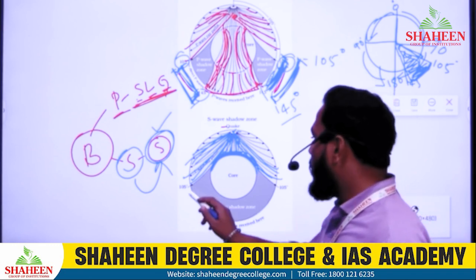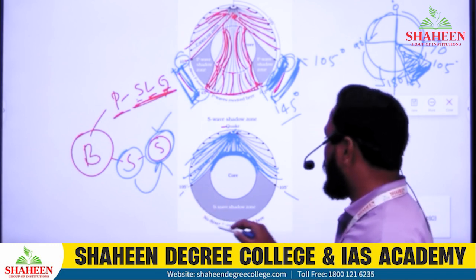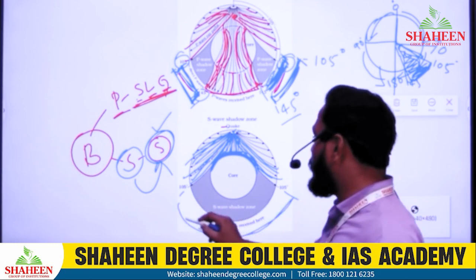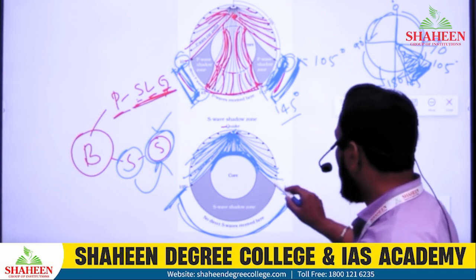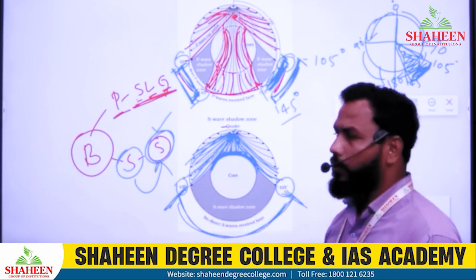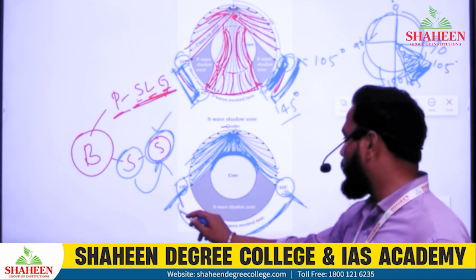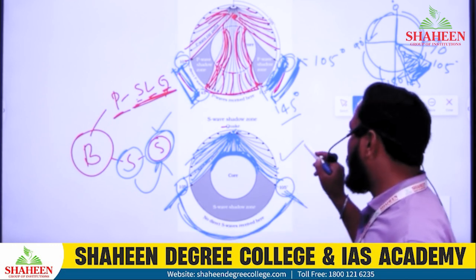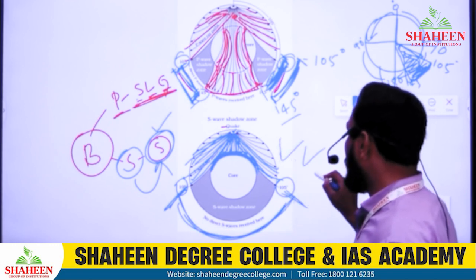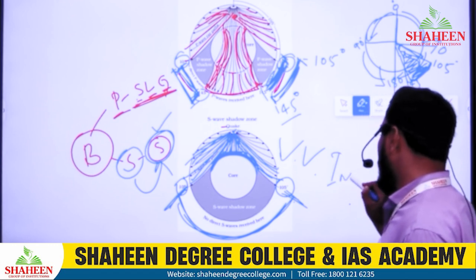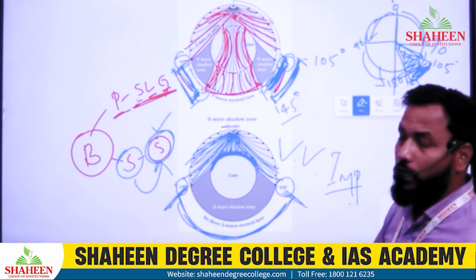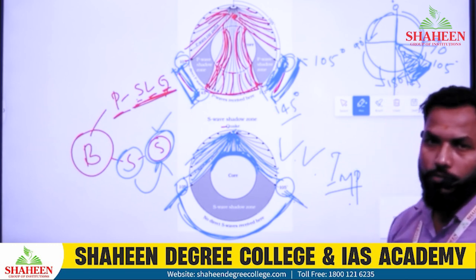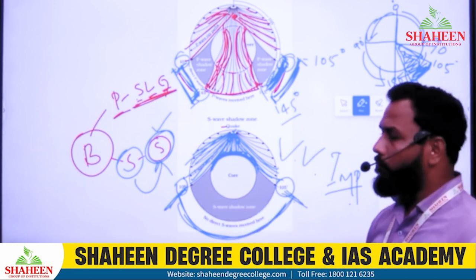That is why the secondary wave shadow zone is so huge, from 105 degrees to 105 degrees on the other side. This is the largest. Very, very important for your exams, both the P wave shadow zone and the S wave shadow zone. The angle is 105 degrees to 145 degrees.